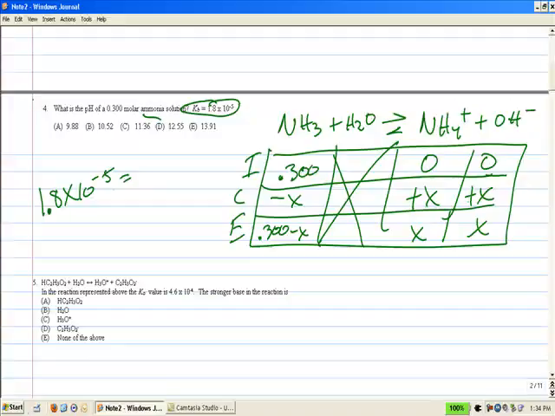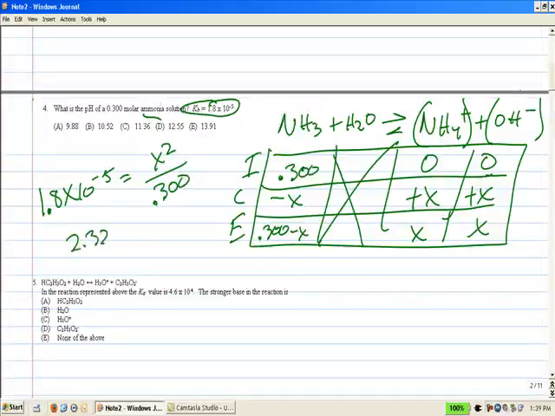So 1.8 times 10 to the minus fifth is going to equal x squared, which is, again, this times that, over 0.300. So then we're going to take our calculator, and I'm going to go 1.8 times 10 to the minus fifth times 0.3. I'm going to get an answer, and then I'm going to take the square root of that answer.